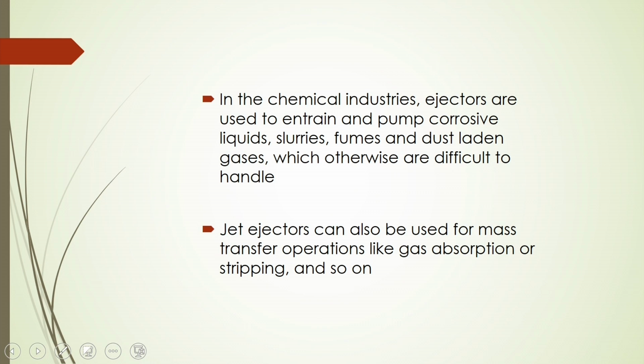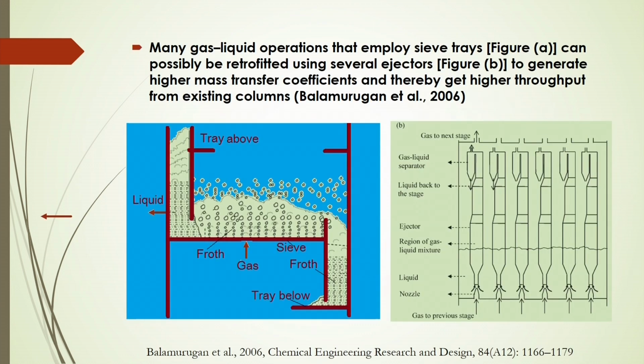And in the chemical industries, you will see that ejectors are used to entrain and pump corrosive liquids, slurries, fumes and dust-laden gases, which are otherwise very difficult to handle. And jet ejectors can also be used for mass transfer operations like gas absorption or stripping and others.